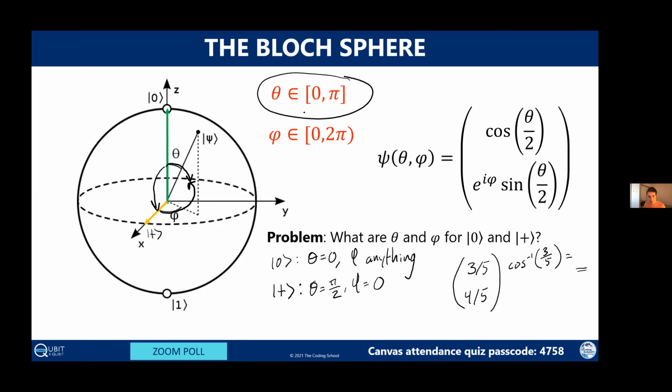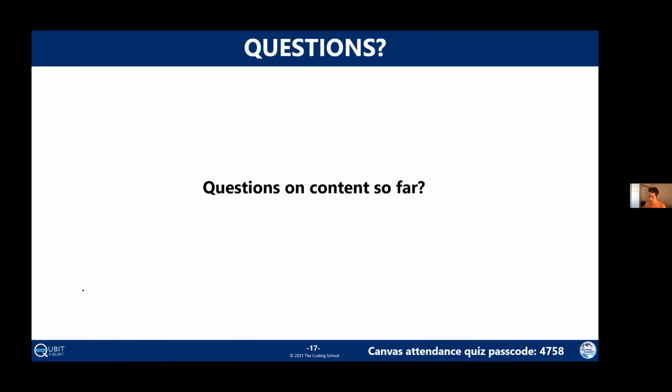So I am going to keep going just because we actually don't have too much time left. And I want to talk about gates acting on the Bloch sphere. This part, though, is actually a pretty simple extension, so hopefully it shouldn't be too much more.